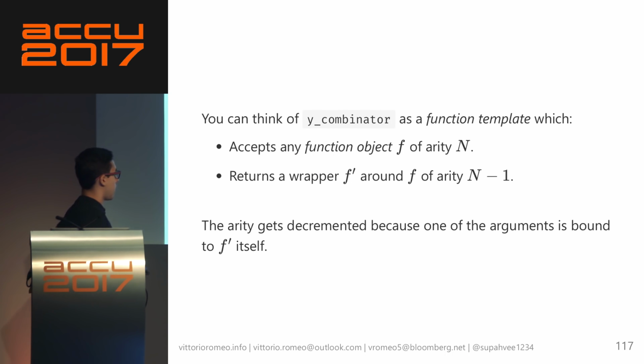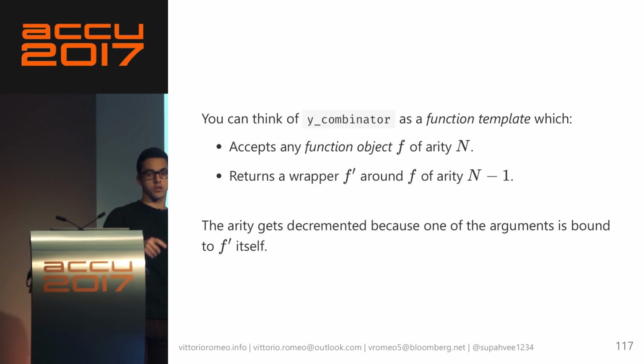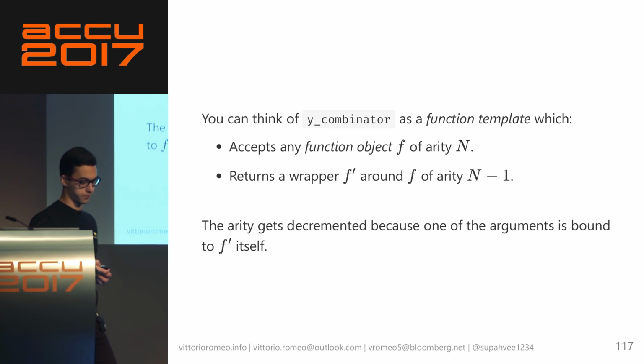And I want to implement it. So let's start thinking about how it could work. Y combinator can be thought of as a function template which accepts any function object f of arity n and returns a wrapper f prime around f which has arity n minus 1. And the arity gets decremented by 1 because one of the arguments of the wrapper is bound to the wrapper itself. So what Y combinator is doing is defining a wrapper that will allow us to recurse on any lambda, and it's binding the wrapper itself as its first argument of invocation. So it's doing the recursive thing for us.